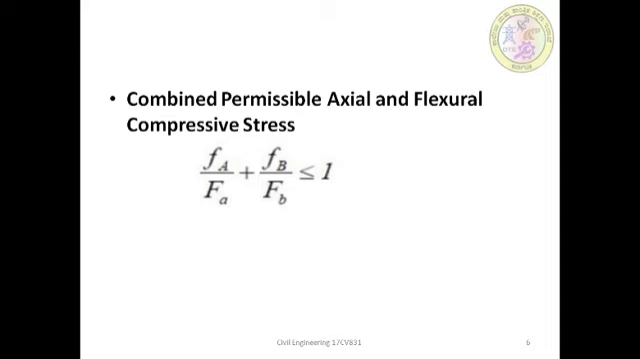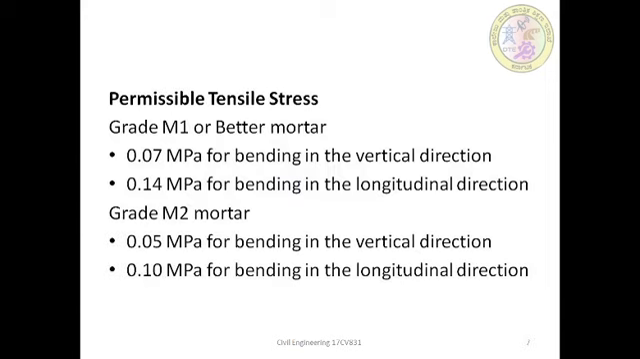The permissible flexure compressive strength can be expressed as a function of the masonry prism strength, FP, so it is around 1.5 times to 2.5 times of FA. Now, as far as the permissible tensile stress is concerned.